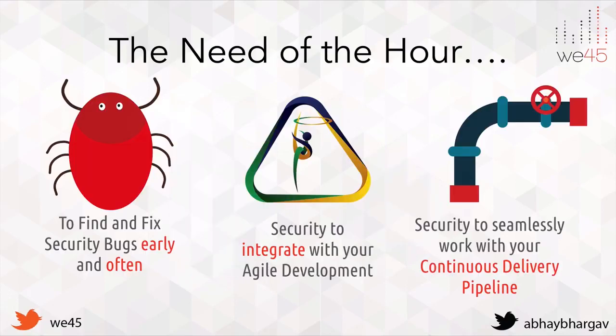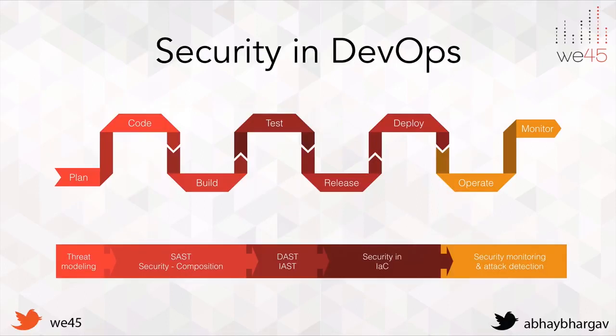So what is the need of the hour? One, we need to find and fix security bugs early and often. We need security to integrate with your development processes. So we need it to integrate with the software development lifecycle itself, with your agile development process. And if you are an organization that is delivering applications continuously, you need security to also be included in that continuous delivery of applications. In application delivery terms, that's called a continuous delivery pipeline. And this needs to be followed from a security perspective as well.